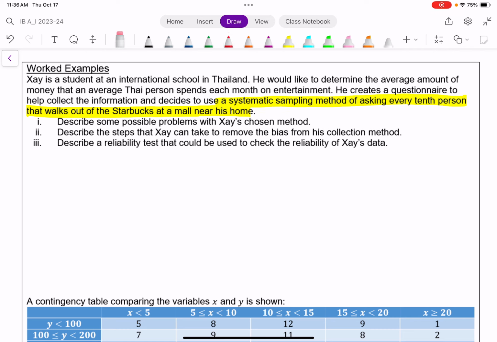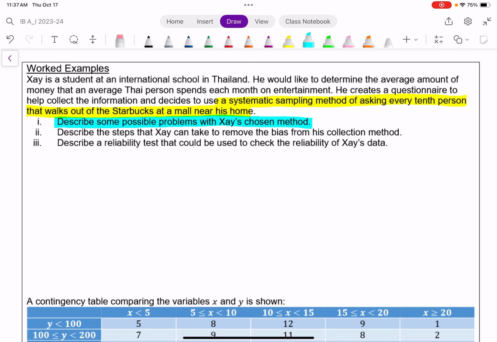So with that said, there are some problems with this sampling method and how he's getting his data. And so the first part describes some possible problems with the chosen method. Well, this sample will be biased. It will overrepresent people from certain demographics and underrepresent others. In this case, it'll overrepresent people who happen to go to Starbucks, which is a particular demographic.